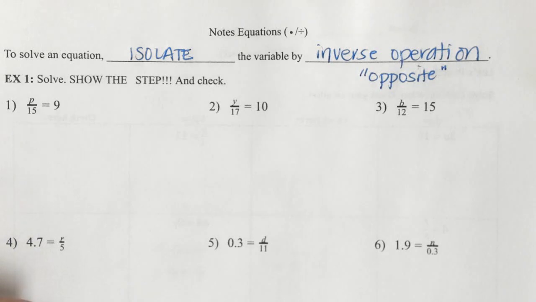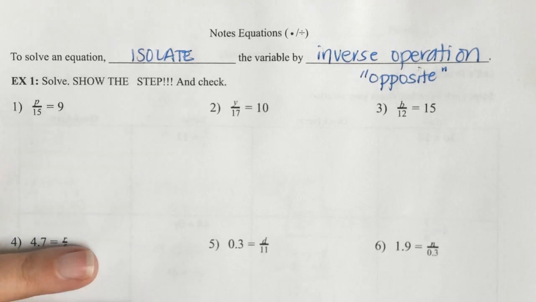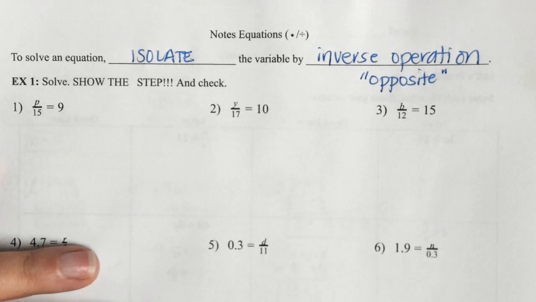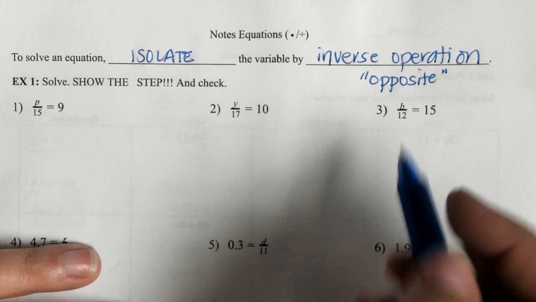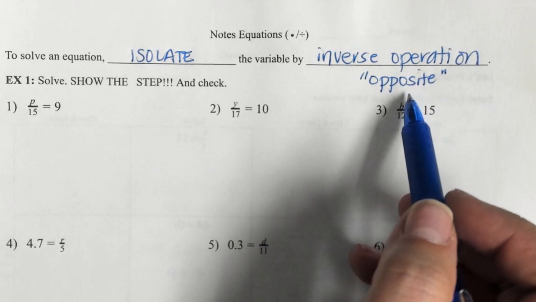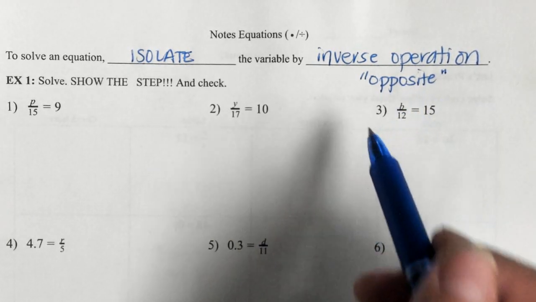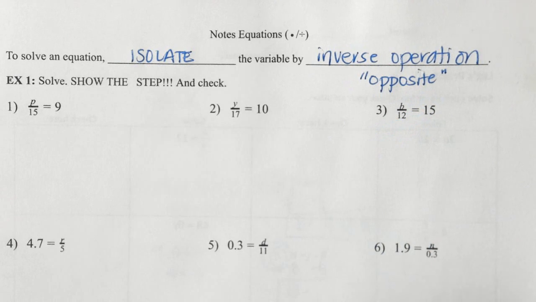All right, so with multiplying and dividing, we're doing the same thing we did with adding and subtracting. So we need to isolate the variable by the inverse operation. So for multiplication, what would be our inverse operation? Division. And then with division, it would be multiplication.